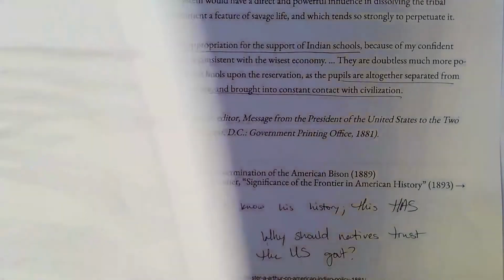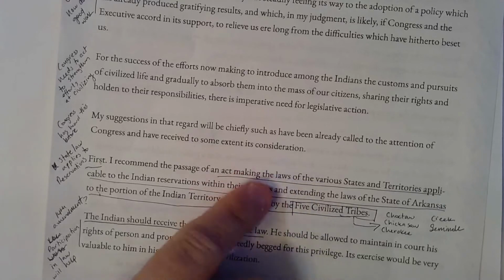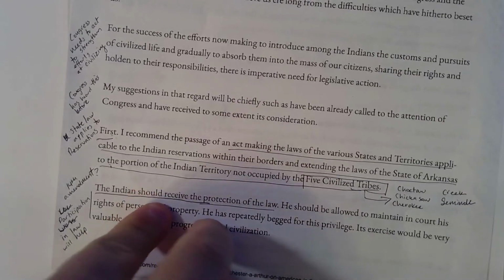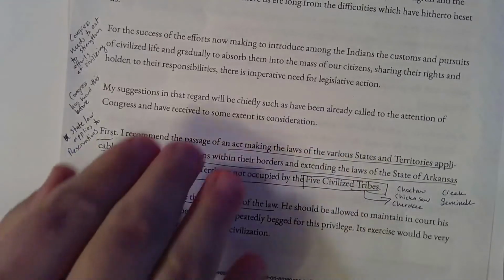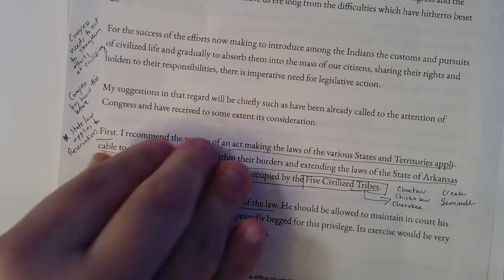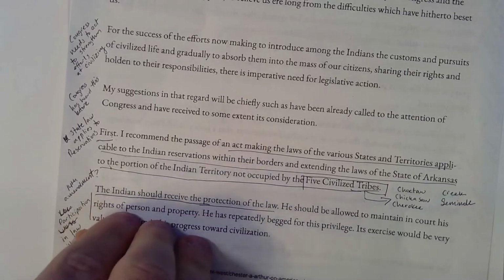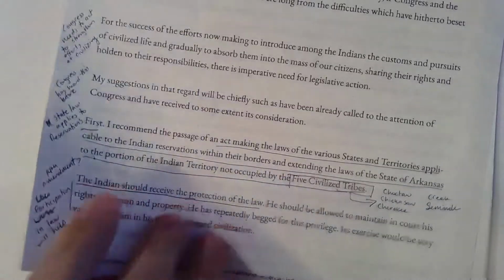Number 1 is the government, the Congress, is going to make sure that all of the laws of states and territories apply to the Indian reservations contained within that state, and that Native Americans should receive the protection of the law. Kind of reminded me of the 14th Amendment. Okay, so we're going to make the laws apply to Native Americans, and we're going to make sure that they get the protection of those laws, which is something that the Native Americans have been asking for a long time.